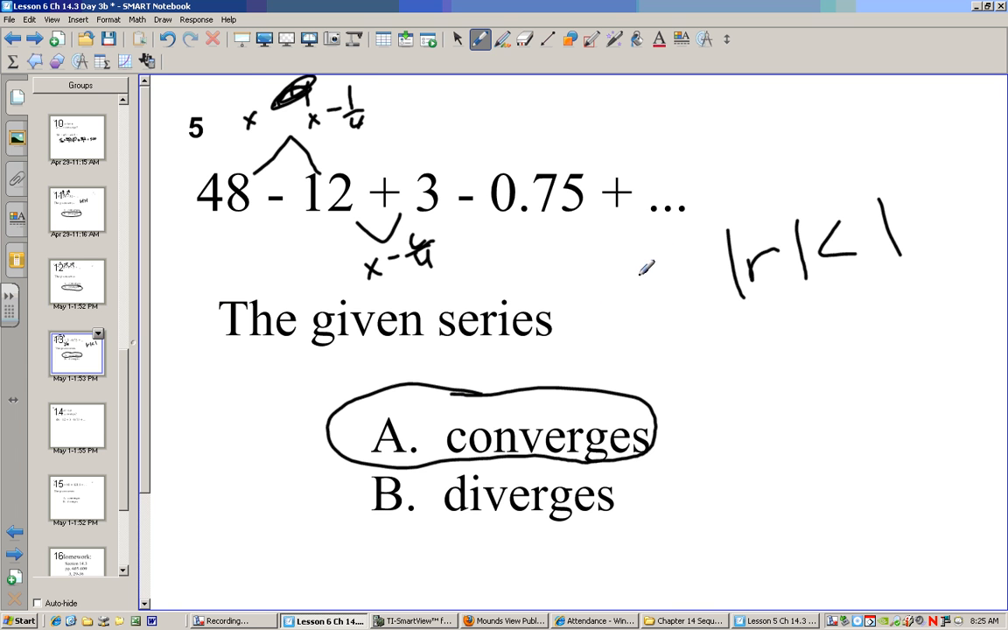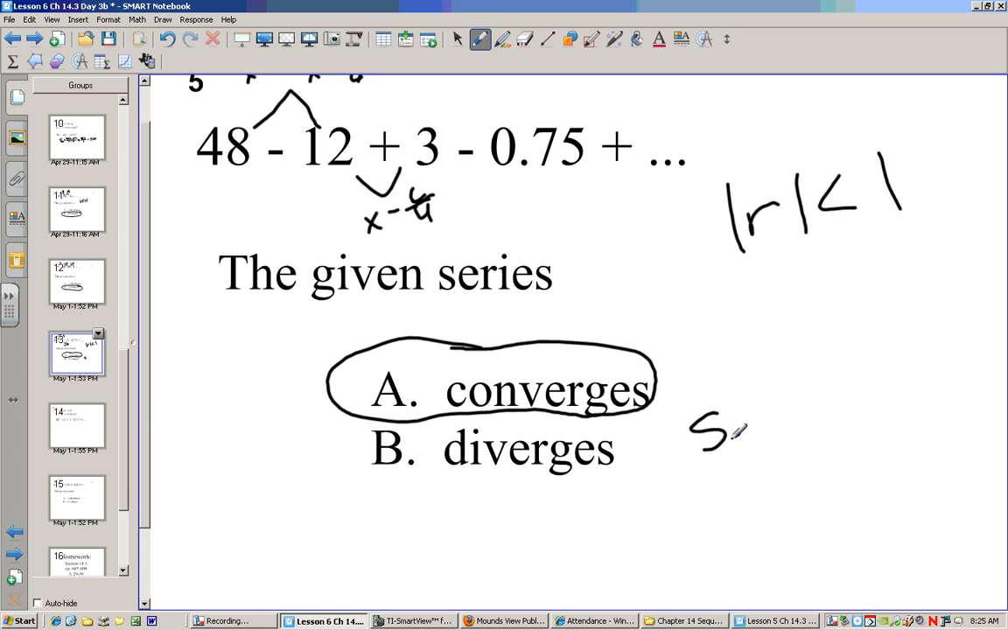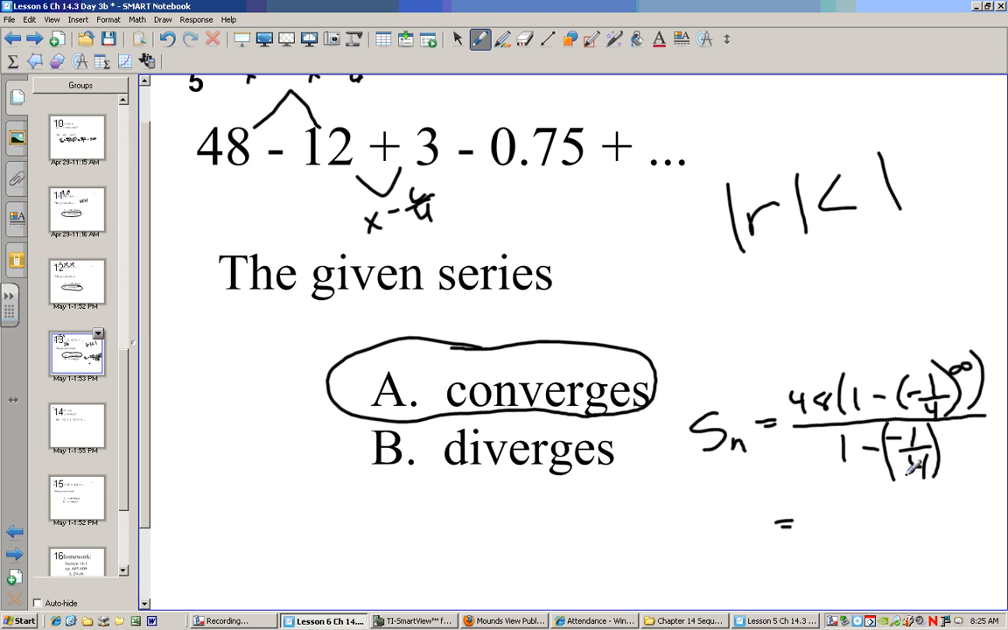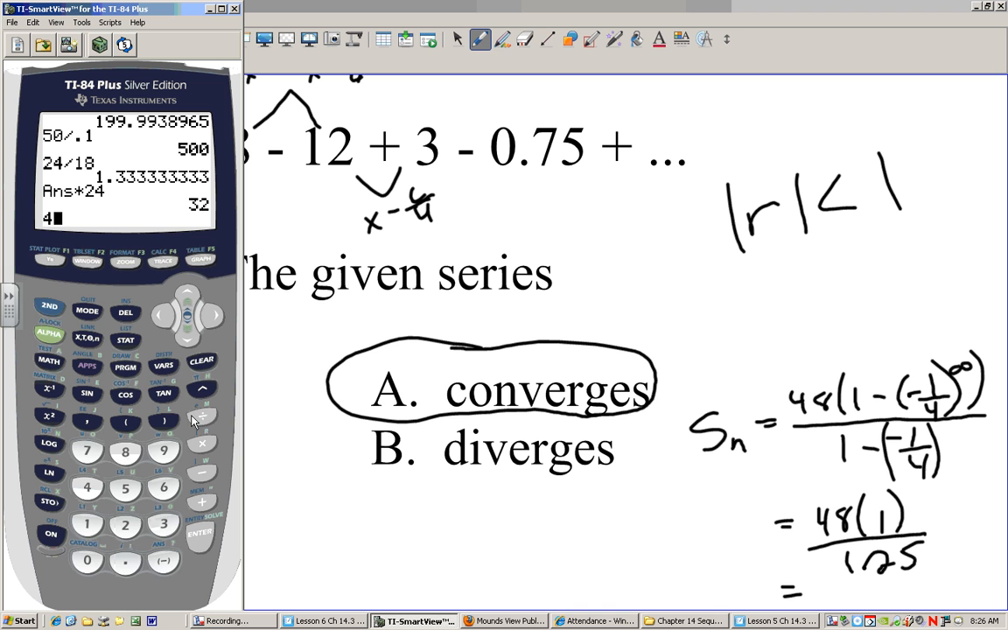Let's try to see what this converges to. So if I do my s of n, it's going to equal my first term times 1 minus my r, which is negative 1/4, to the infinite power, and then we divide that by 1 minus negative 1/4. Well, this top one, negative 1/4 to the infinite power, goes to 0. So we have 48 times 1, all divided by 1 minus a negative 1/4. So that would be 1.25. So when I divide that out, I have 48 divided by 1.25, 38.4.